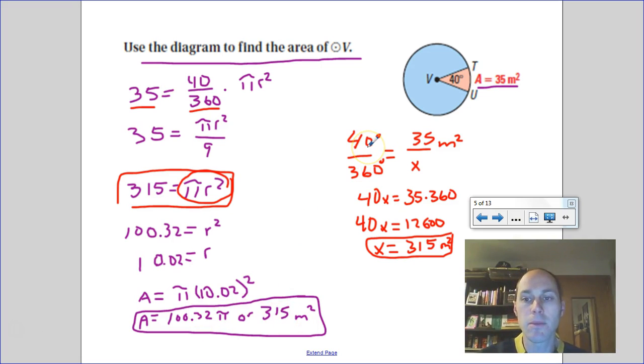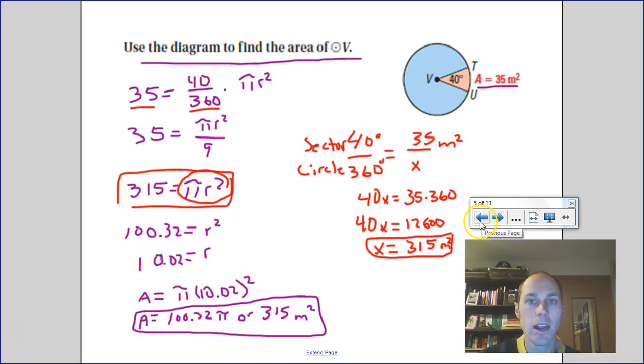Another way I figured was setting up a proportion. You like proportions. So I could say, well, the area of the sector, and compare that to the full circle. So if the sector is 40 degrees, whereas the circle is 360 degrees, I can then compare their areas. The area of the sector is 35, the area of the circle would be proportional. So cross products, 40x equals 35 times 360. Solve, I get x equals 315. So there you have it, a couple ways to find that.